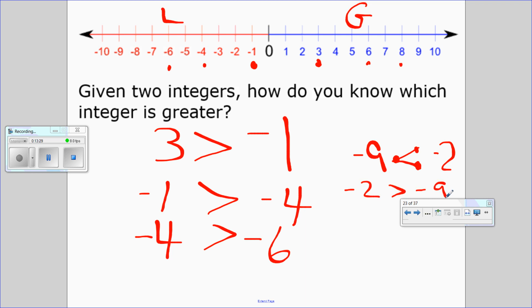So in today's study, we talked about absolute value. Absolute value is the distance from 0. It's how many units from 0. However, if you have a negative sign in front of the absolute value, it's saying what is the opposite of that distance from 0. And the last thing we talked about: how can you tell which integer is larger? You look for the number to the right.